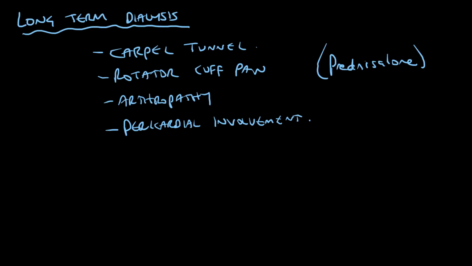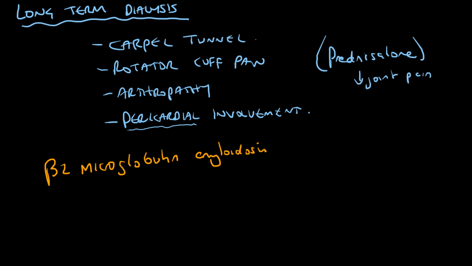Some of the sequelae here of long-term dialysis could be carpal tunnel, rotator cuff pain, arthropathies, and pericardial involvement from the uremia irritating the pericardial lining, or myocardial involvement indeed. And prednisolone can reduce joint pain in these patients. Also, sequelae of dialysis is beta-2 microglobulin amyloidosis that can cause deposits in organs and therefore mess up the baseline function of those organs.